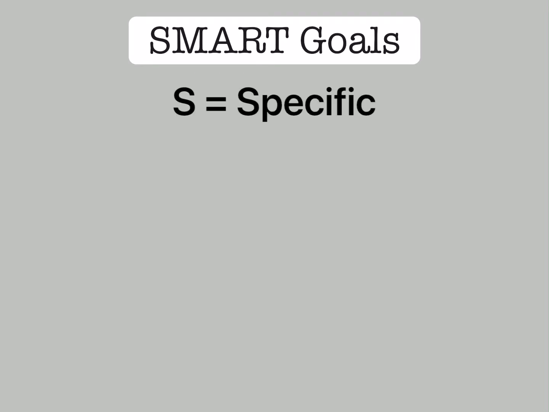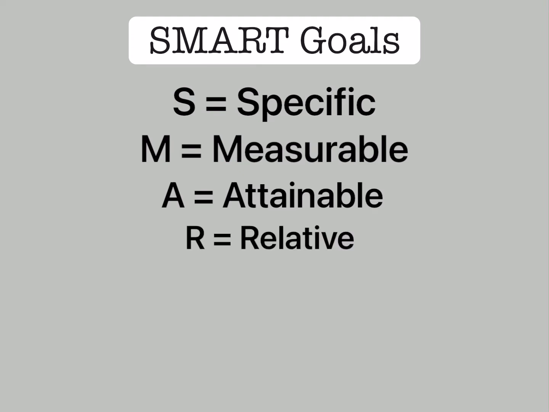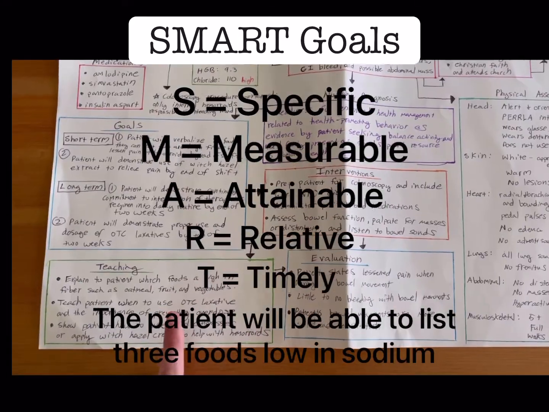So the S stands for specific. You want a specific goal. M stands for measurable. And then the A stands for attainable. R stands for relevant, and T stands for timely. So a good example would be the patient will be able to list 3 foods low in sodium by the end of the shift. And then teaching.